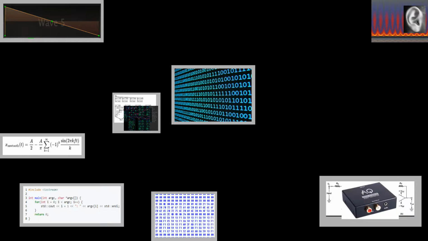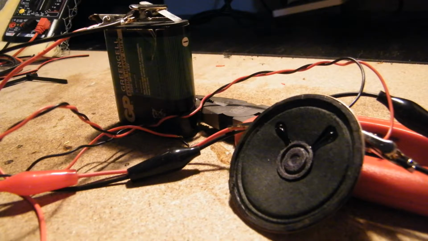So, the question reads, how do I get something like this from something like this? Well, let's go for it.